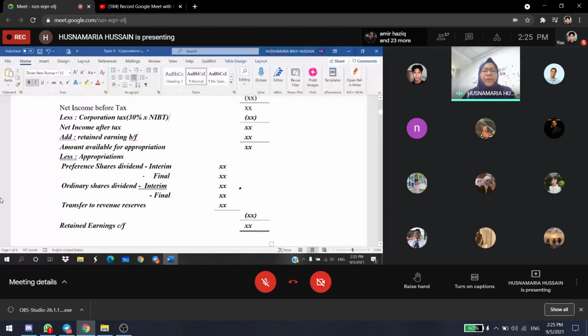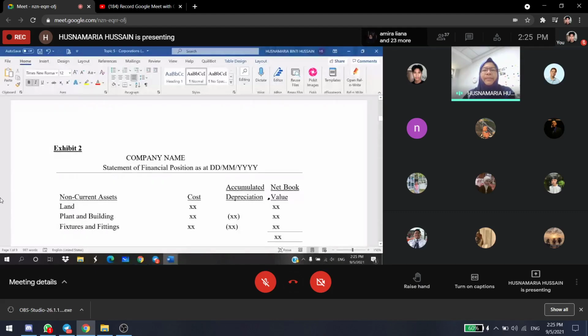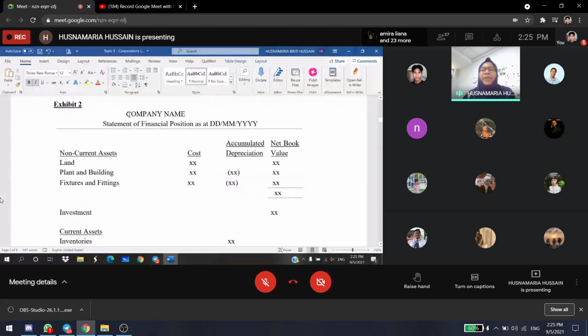Okay, we move on to the format of financial position. Okay, again, company's name. Jangan combine statement of financial position for ABC company ke tak ada, no. Company's name first, clearly stated there, okay. And then statement of financial position as at the day, for example, today is 9, as at 9 May, M-A-Y, okay, 2021. Then we start with non-current assets as normal, as usual.